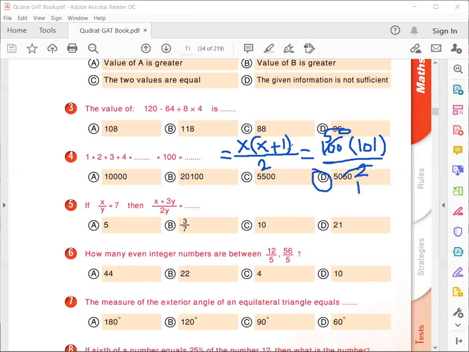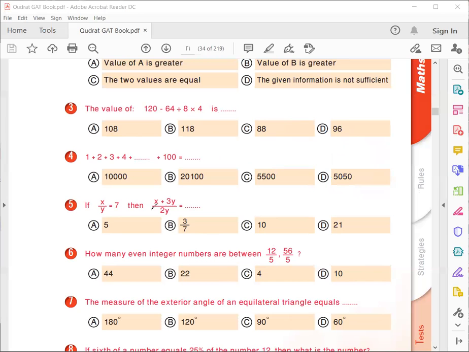Okay? If you use the rules, or use the simple way, 1 plus 99, like this. So number 4, it is D. Now, number 5, what is the answer here?